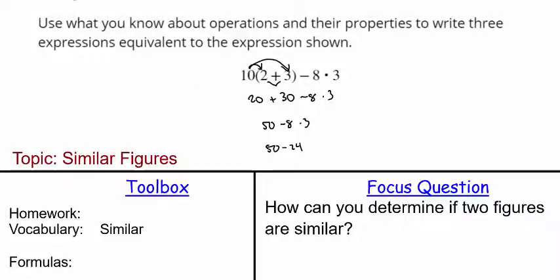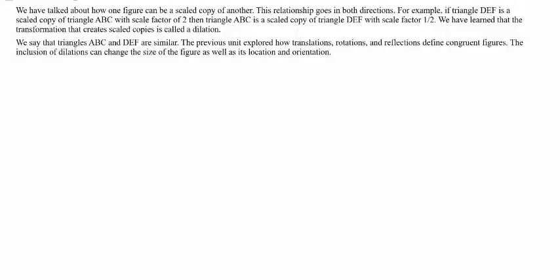So let's talk about similarity. We've talked about how one figure can be a scaled copy of another. And this relationship goes in both directions. For example, if triangle DEF is a scaled copy of ABC with a scale factor of 2, then triangle ABC is a scaled copy of DEF with a scale factor of 1/2. So we can make shapes bigger with a scale factor greater than 1, and we can make them smaller with a scale factor less than 1.